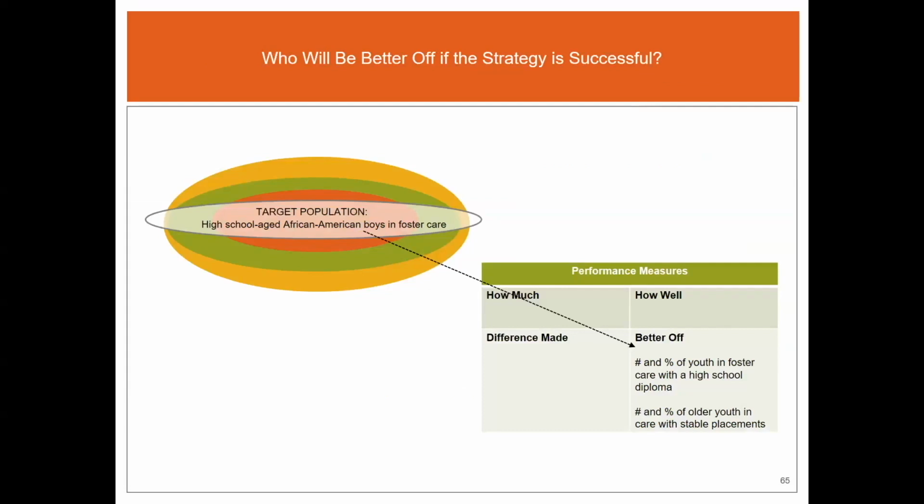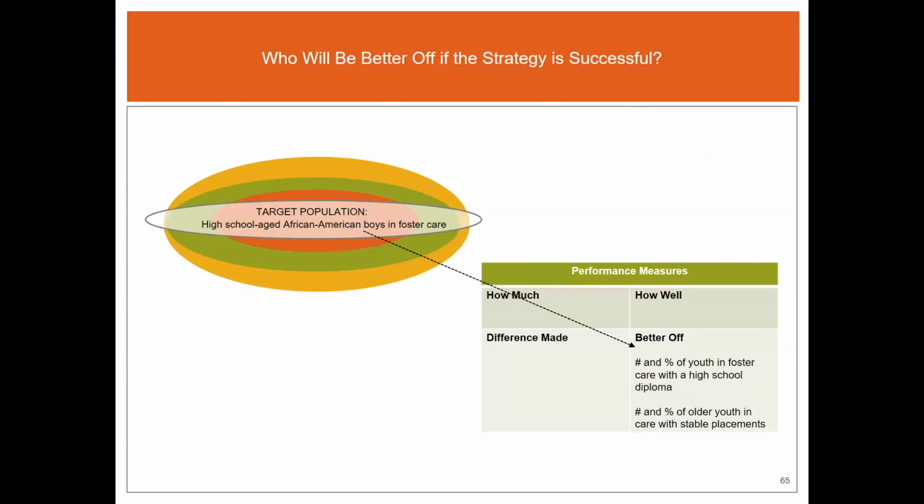A segmented egg chart leads you to think of who am I really focusing on, and then not losing the focus on your target population. So in this case, and these are drawn from real work that a group that we've recently worked with did, they're not only now interested in the number and percent of youth in foster care with a high school diploma, but they want to make sure that high school-aged African-American boys are actually achieving those rates at high levels in ways that set them up for success.